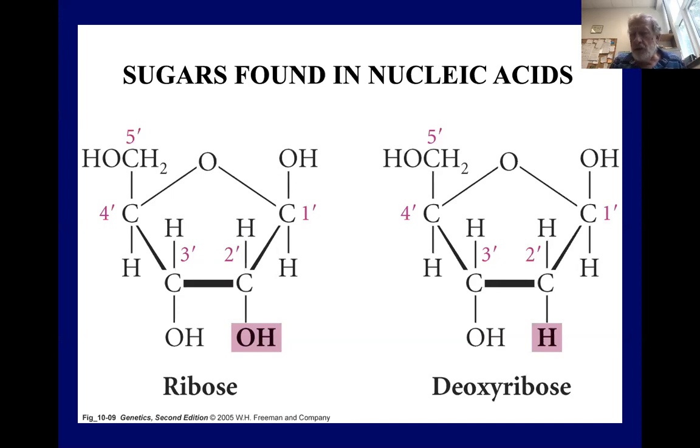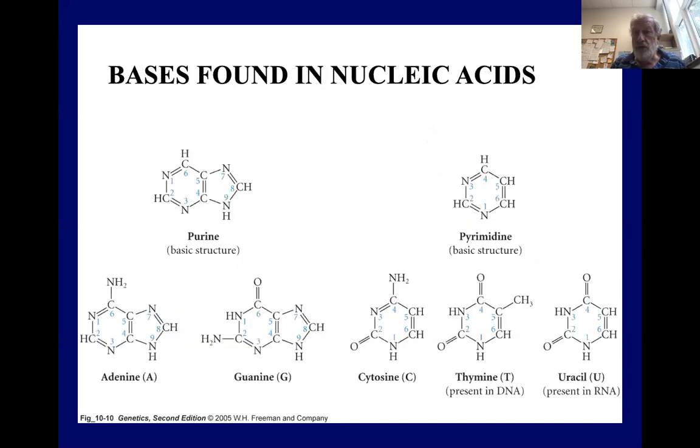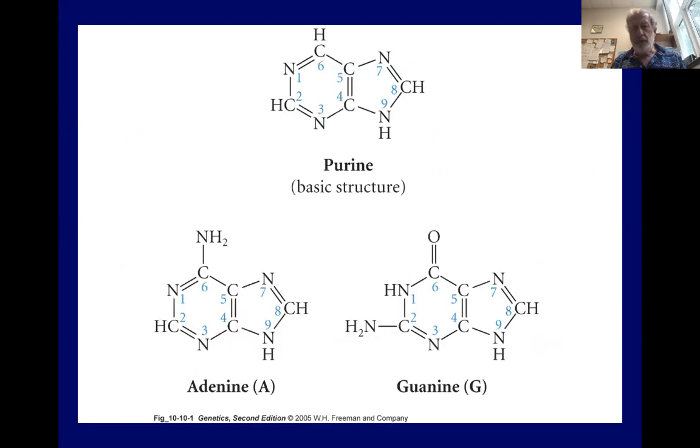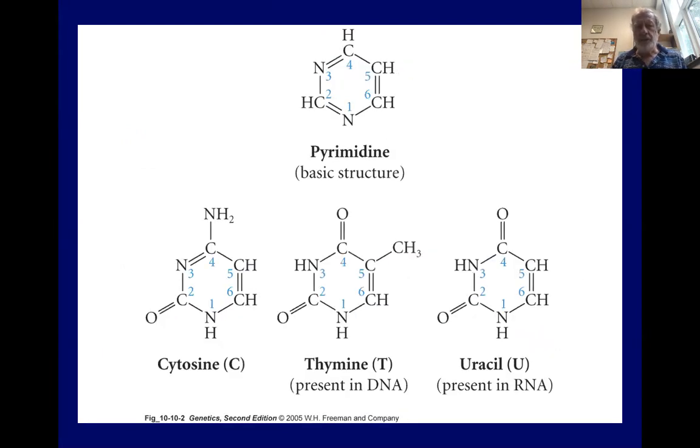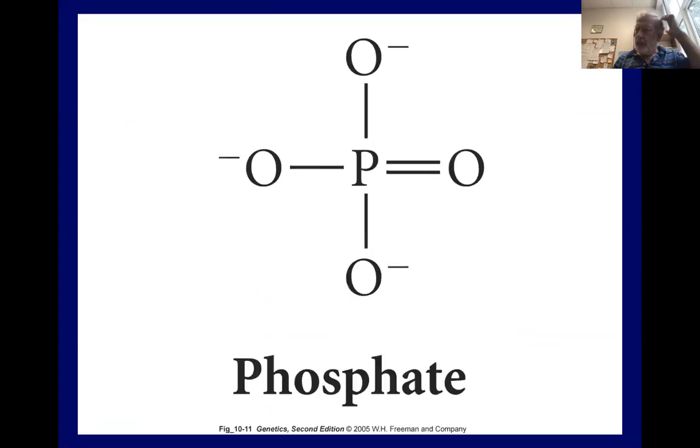So we can see the sugars are numbered 1' through 5'. 5' and 3' are important in distinguishing the direction that the DNA molecule goes. The bases are purines and pyrimidines. Purines are double ring structures and pyrimidines are single ring structures. Remember that uracil replaces thymine in RNA. Here's a close-up of the purines, close-up of the pyrimidines. There's a phosphate.